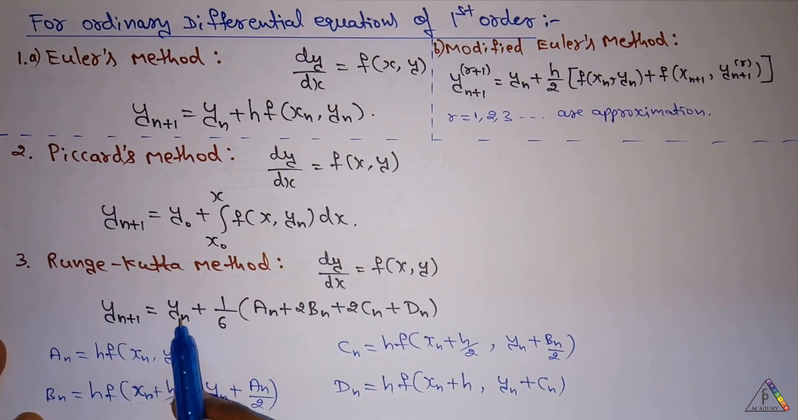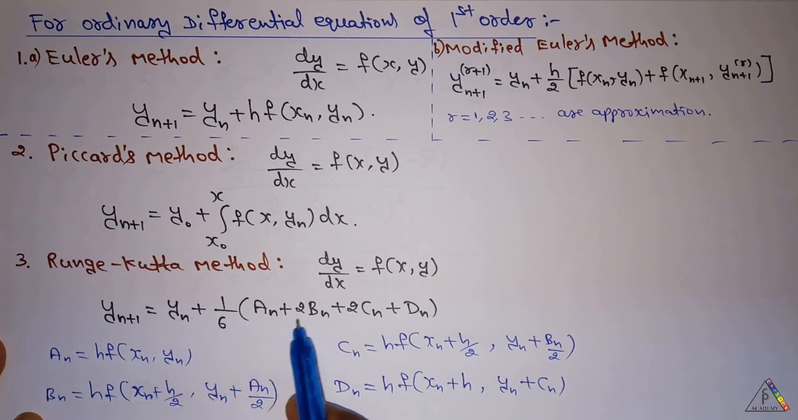y(n+1) equals yn plus 1 by 6 into an plus 2bn plus 2cn plus dn, where an is given by h of f of xn, yn, and bn equals h of f of xn plus h by 2, yn plus an by 2, and cn equals h of f of xn plus h by 2, yn plus bn by 2, and dn is given by h of f of xn plus h, yn plus cn.